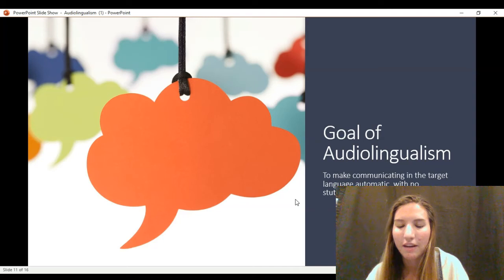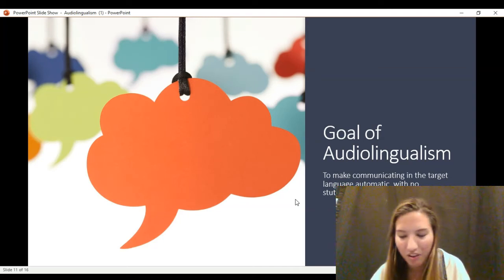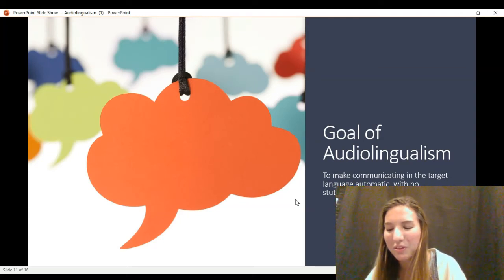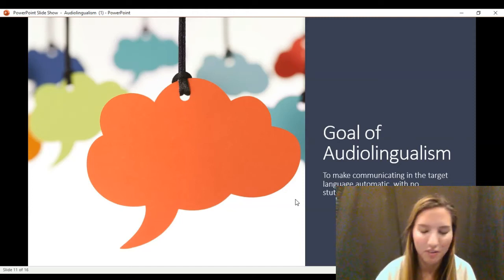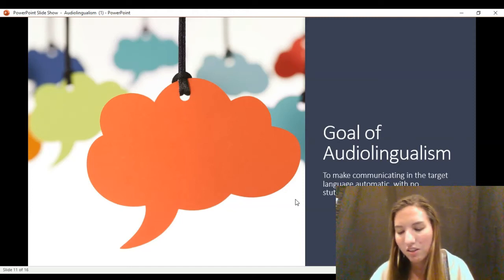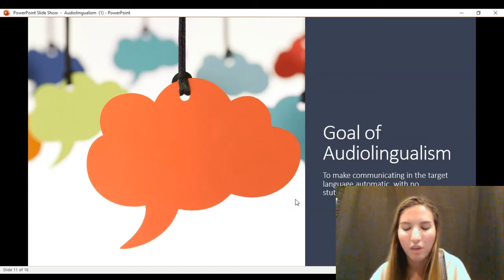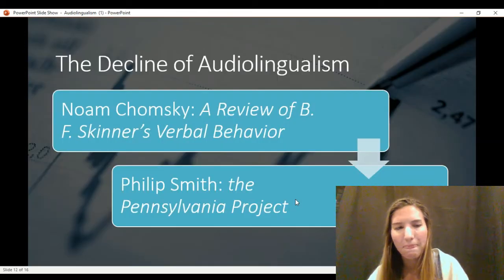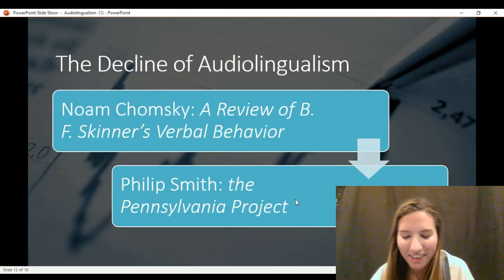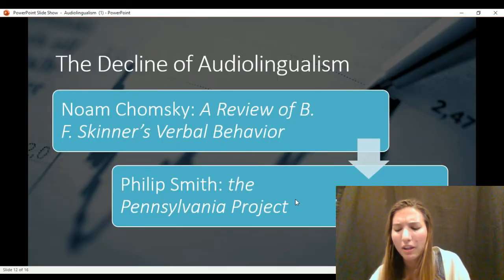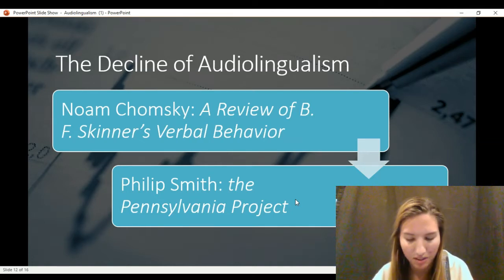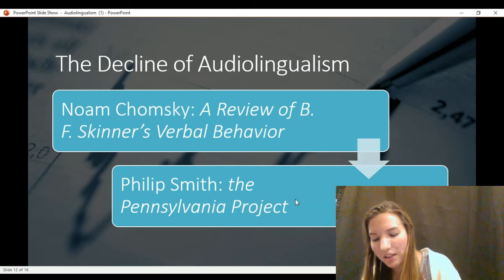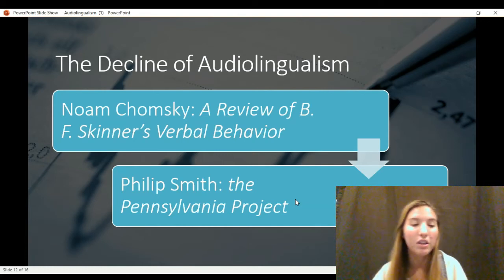In 1959, Noam Chomsky, also known as the father of modern linguistics, wrote a review of B.F. Skinner's Verbal Behavior, saying that children have the innate biological ability to learn language and do not learn languages simply by repetition and reward. After that, others started to question the scientific credibility of behaviorism and all the ideas and methods that came with it. This led to a rapid decline in the popularity of audiolingualism.